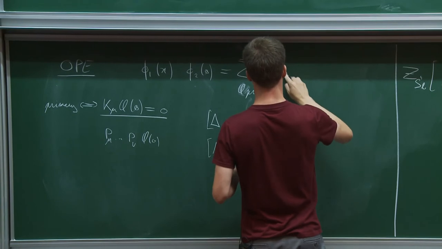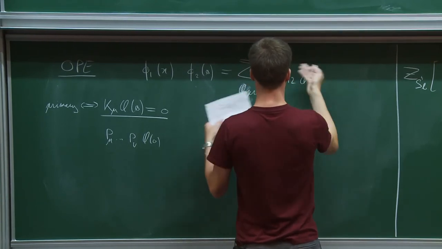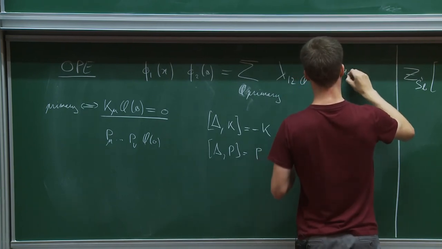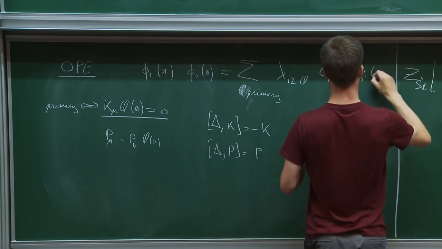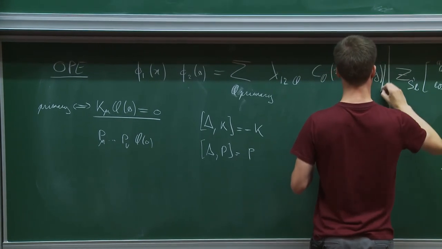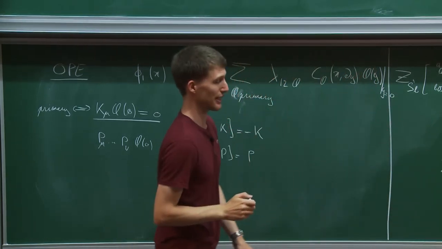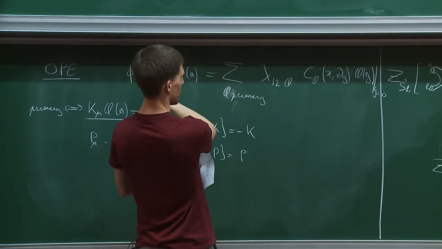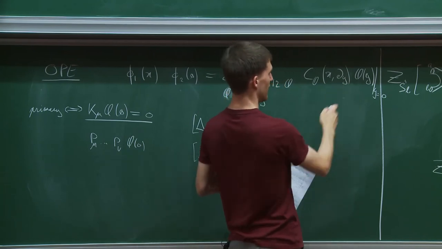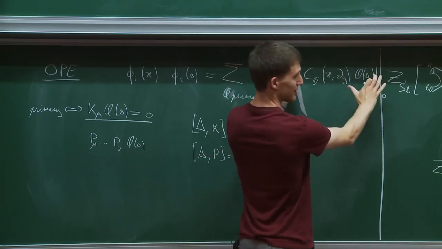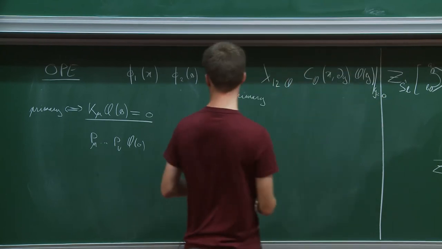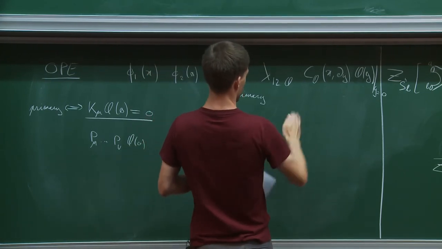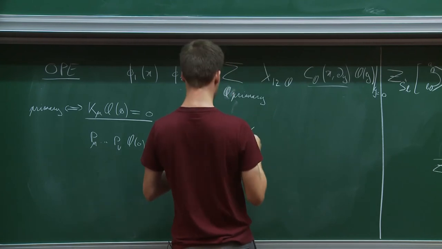So this OPE really takes the form of some numerical constant, lambda 1, 2, 0, times some object which is completely fixed by conformal invariance. So it looks like this. It takes as an input the position of this operator. It also contains a derivative. It acts on my primary. So essentially, this object takes the primary and builds the entire tower of descendants in such a way that conformal invariance is nicely preserved. So it's some differential operator in general.